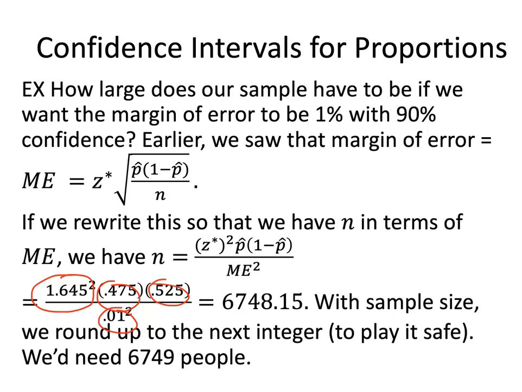That's an enormous number of people. It would take a lot of money to survey such a large number of people. So that's why we don't usually have such a small margin of error of 1%.